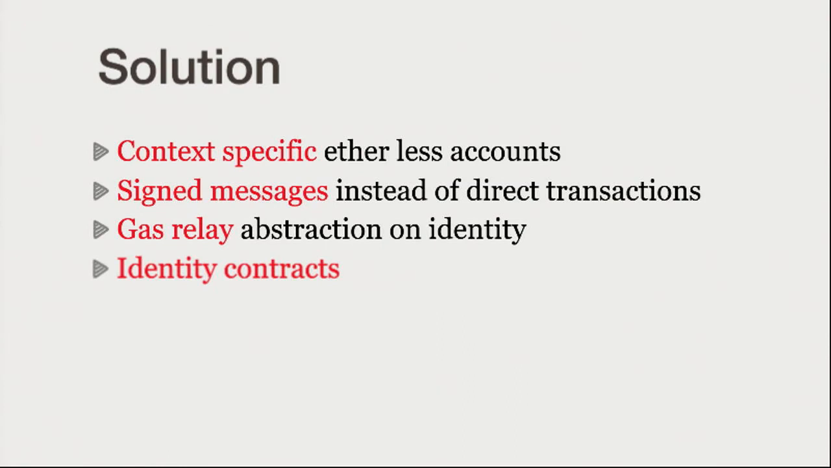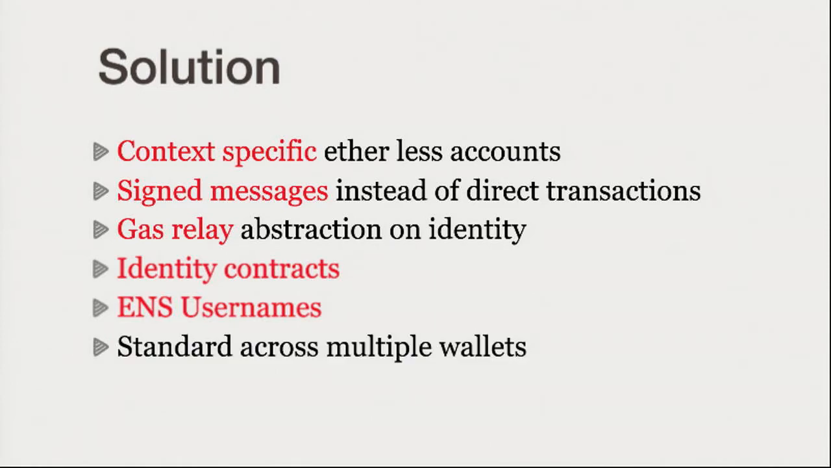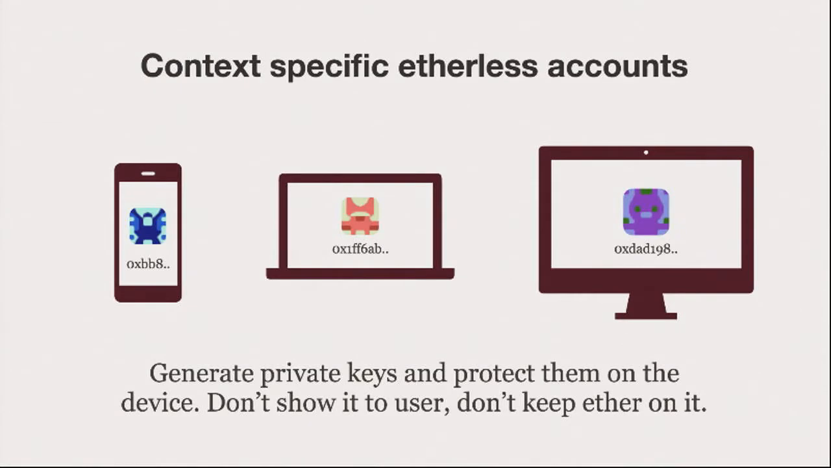And we use identity contracts, and that's where you keep your funds, your Ether, and everything like that. And for that identity, have an ENS username that people can easily identify. And let's do it as a standard across multiple wallets so that you can use the identity that you created in one in the other, and by sharing it, you are increasing security, not decreasing. What exactly do I mean?